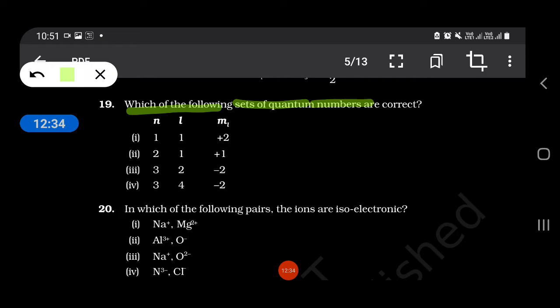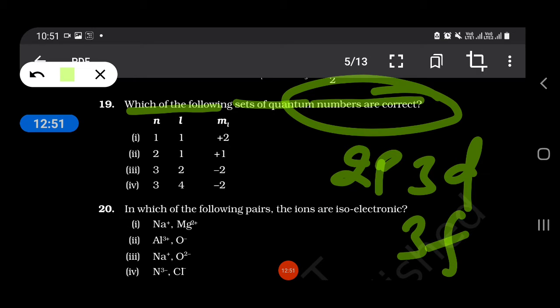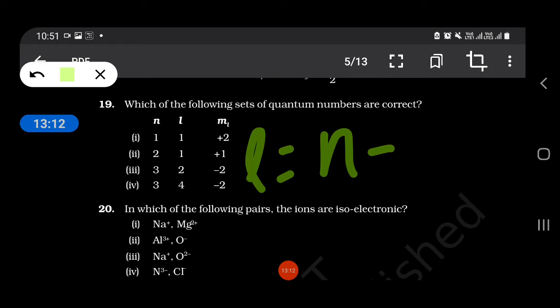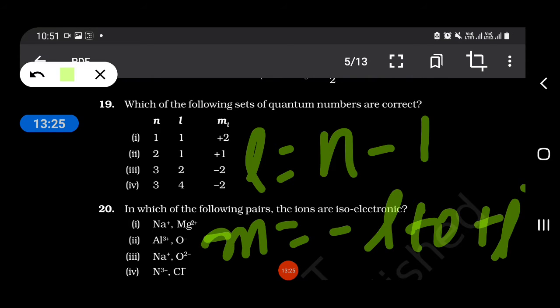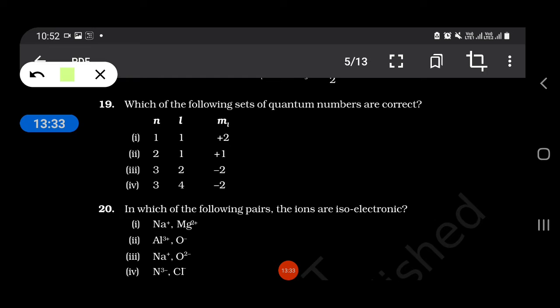Which of the following sets of quantum numbers are correct? The first one is incorrect. 2p can happen, 3d can happen, but 3f cannot happen. So our answer goes to 2 and 3. The rule is that l equals 0 to n minus 1, and m equals minus l to plus l. So our answer is this one and this one.